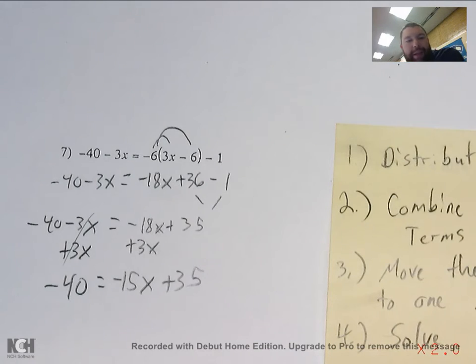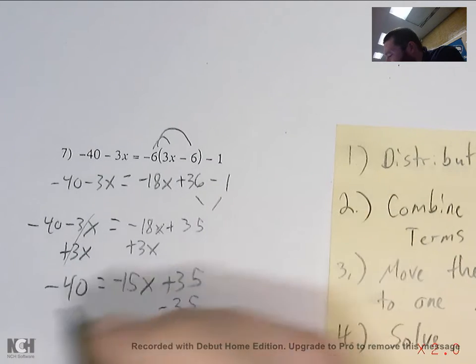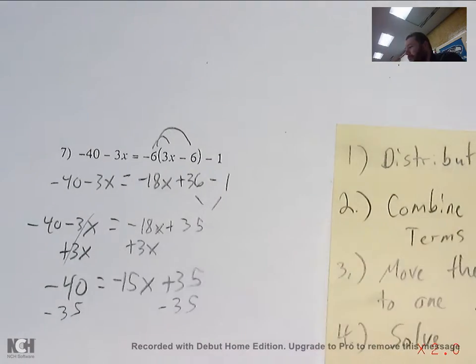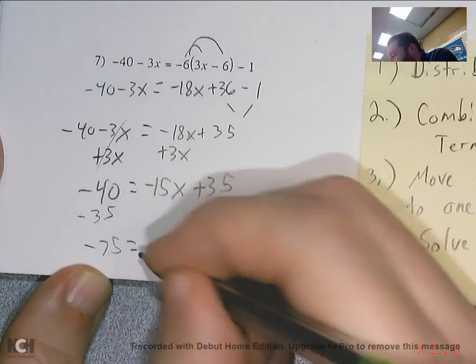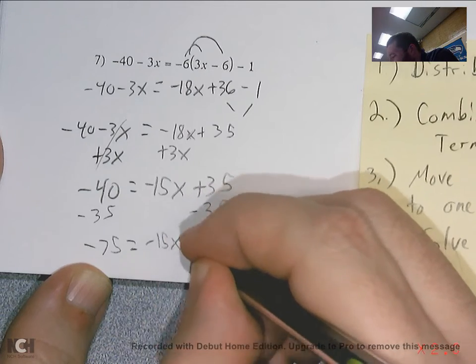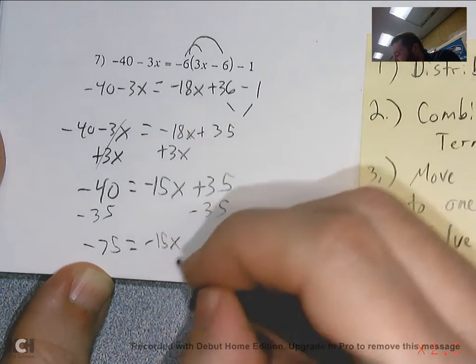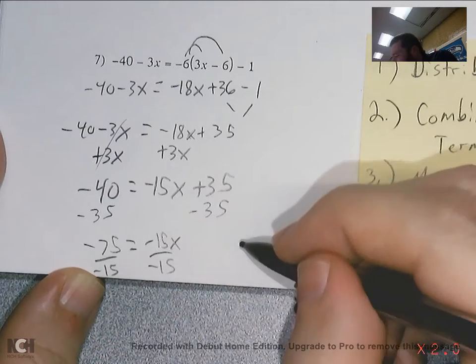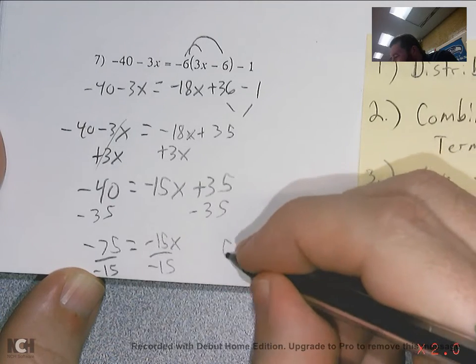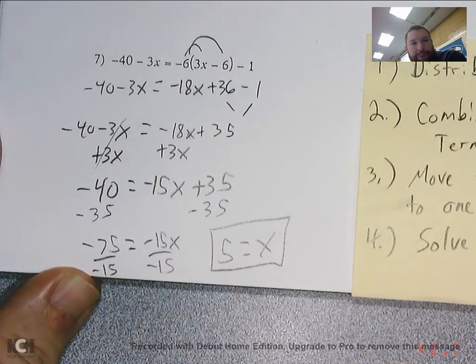And then at this point, it's just a 2-step equation, right? Party problem. So I've got a best friend and an acquaintance. I'm going to get rid of that acquaintance first by subtracting the 35. Negative 40 minus 35 is going to be negative 75. And that's going to equal negative 15x. And then 75 divided by 15 is 5. So negative 15 divided to both sides. And since that's negative, it becomes positive. We're going to have 5 is equal to x. And that's our answer. Okay?